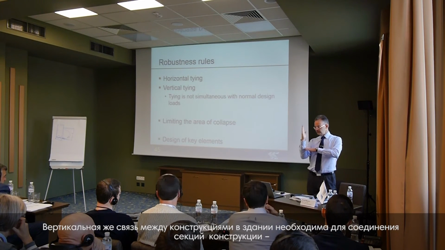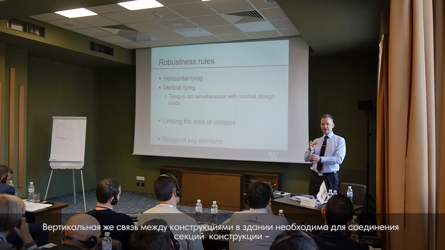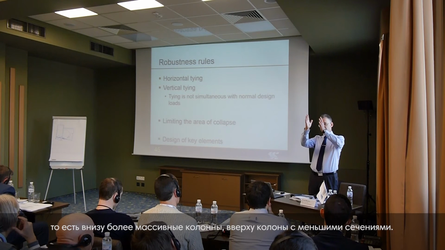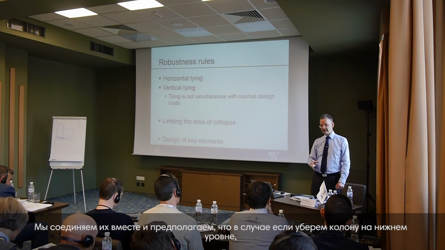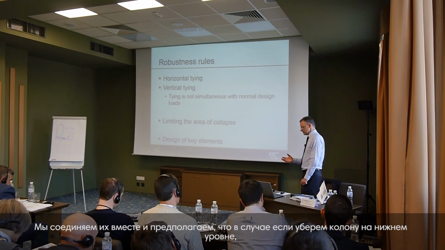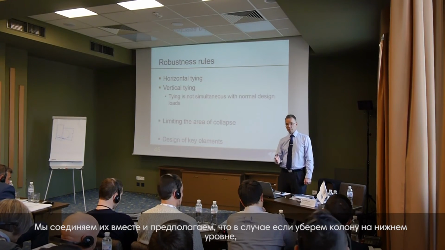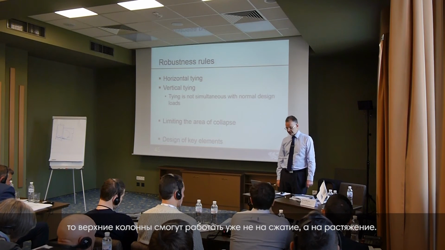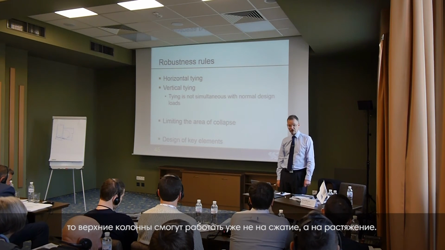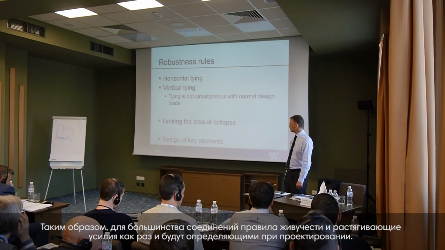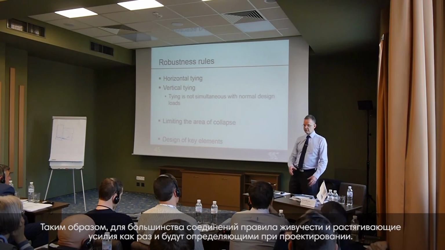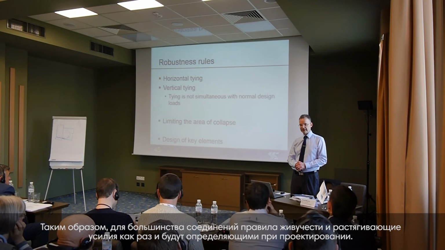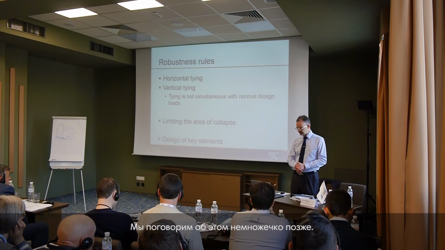Vertical tying is because we will tend to splice the steel sections, larger sections at the bottom, smaller sections as you go up the building. They will be joined together. And the assumption is that one of the columns at a lower level will be removed, and therefore the column, instead of working in compression, is working in tension. So for most splices, in the robustness rules, that tension force will be the dominant design case. And we'll talk about that a little bit later on.